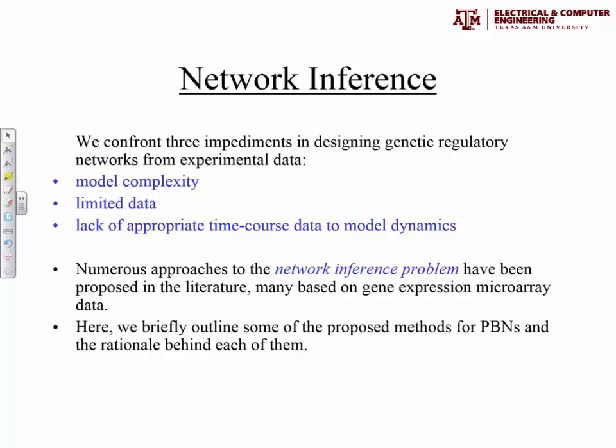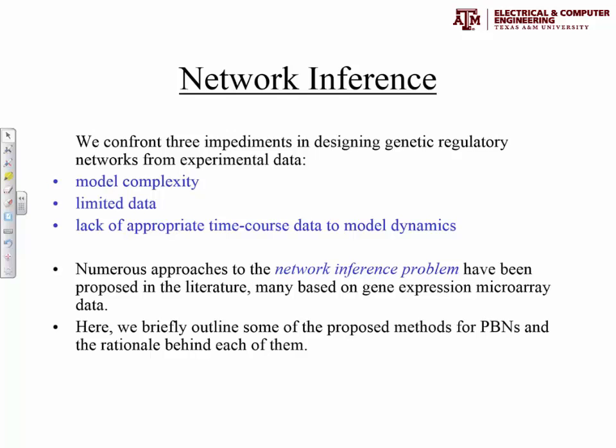But if you define a PBN, now you have to infer the PBN from the data. So there's the issue of network inference. You confront three impediments in designing genetic regulatory networks from experimental data. Because the network I have presented, all that theory is fine, but really, if it's going to be applied to biological applications, you have to infer it from the data, okay? So there are two or three issues that come out.